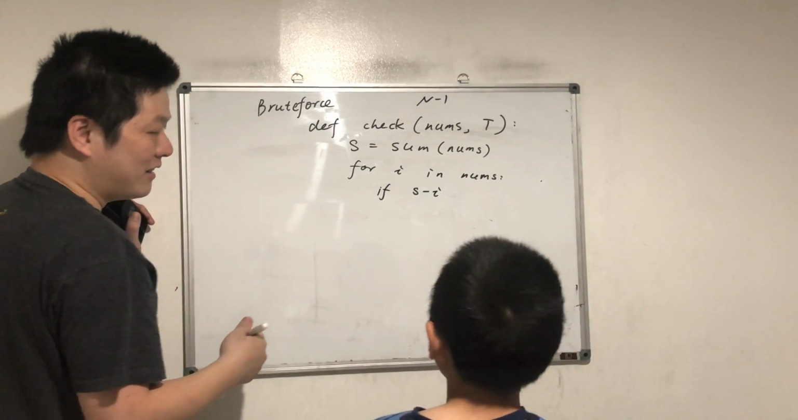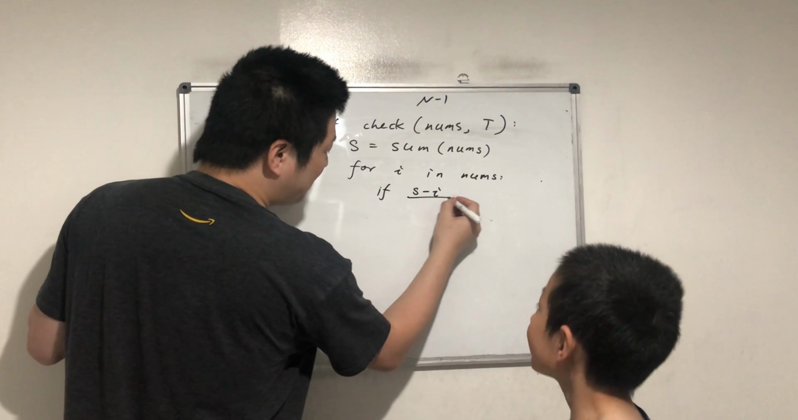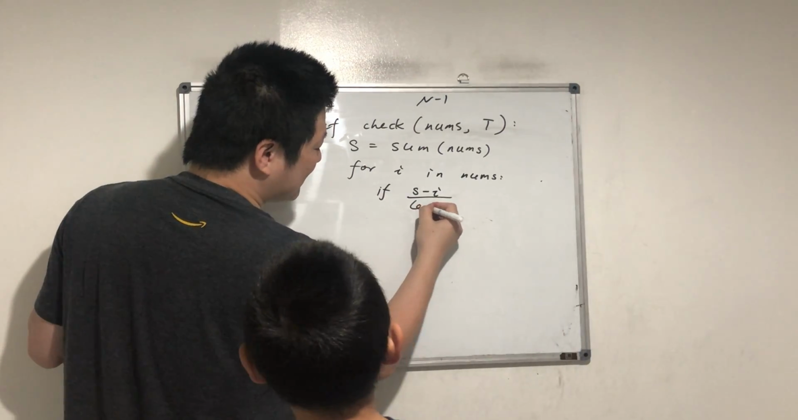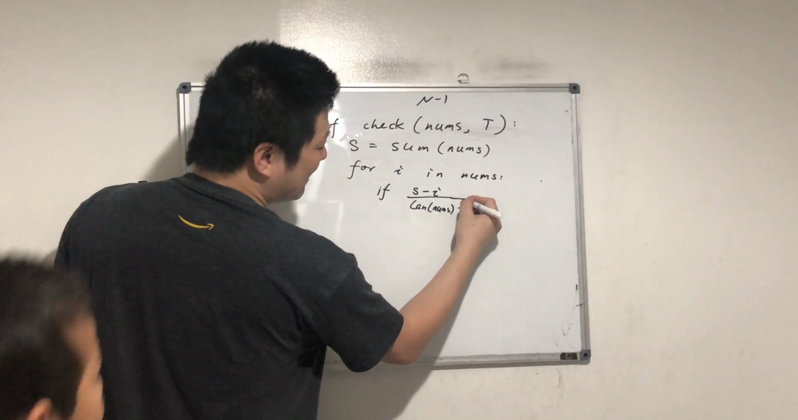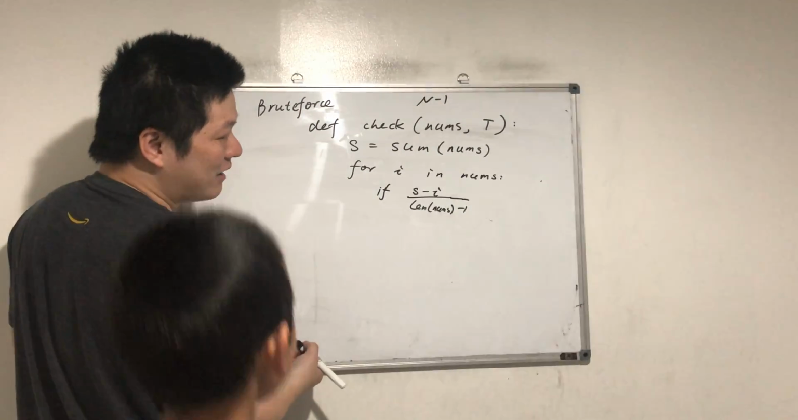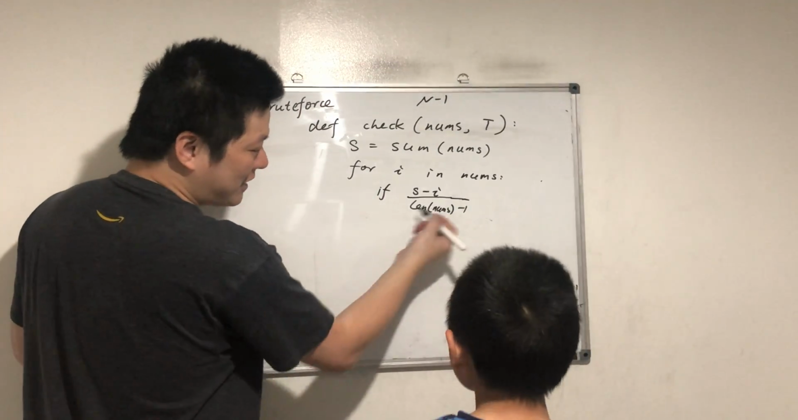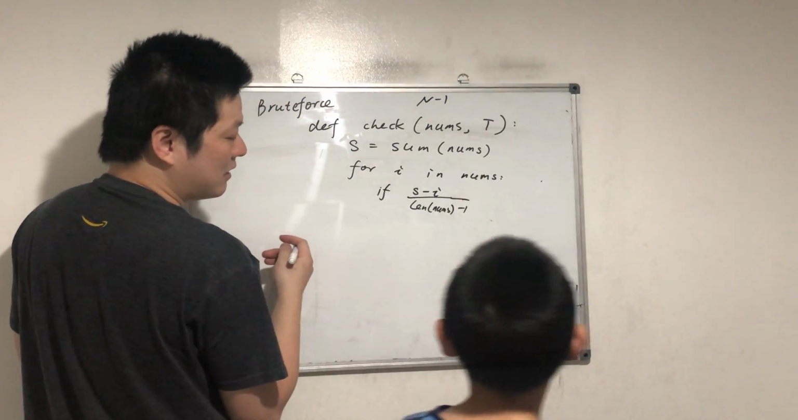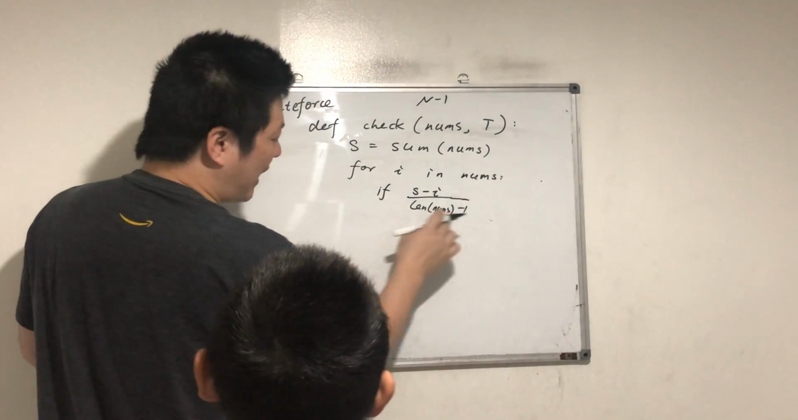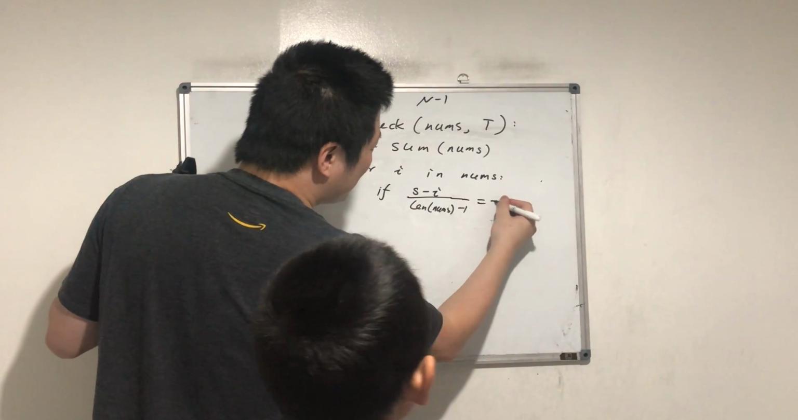Oh, we need to divide it by n minus 1. Divided by n minus 1, so length of nums minus 1, right? And it equals what? It equals the target. Okay, if this equals t, right?